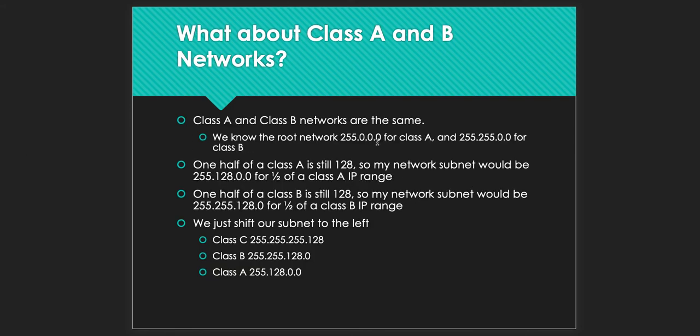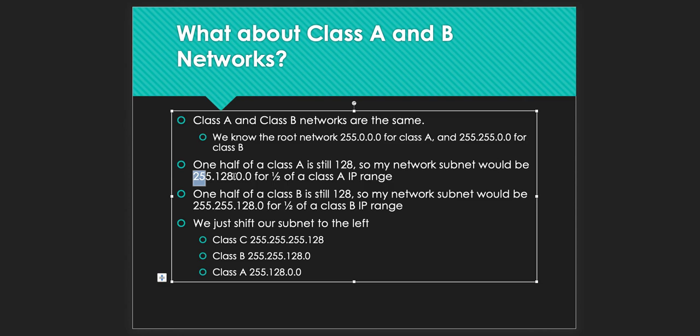Right? So Class A and Class B networks are the same. We just back out 8, right? So 1/2 of Class A is still 128, but my subnet mask is 255.128 for half of Class A IP range. So 8 plus 1 is 9. So my CIDR for this is done, right? Half my Class B is still 128, so 8, 16, 17. So my CIDR block is going to be 17 for this, right?